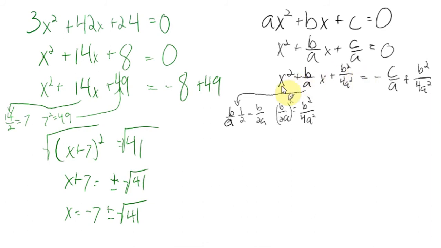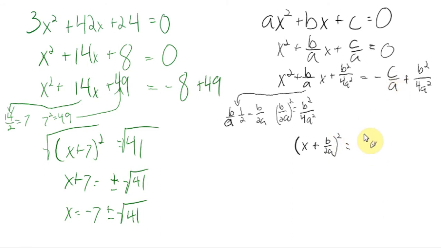Okay, so this looks like a mess, but it simplifies really easily because it factors into that perfect square. So x plus, it always turns out to be this guy whenever you divide this middle term by 2. Like we divided this by 2 and got 7. 7 was in the parentheses, so we get b over 2a in the parentheses here.